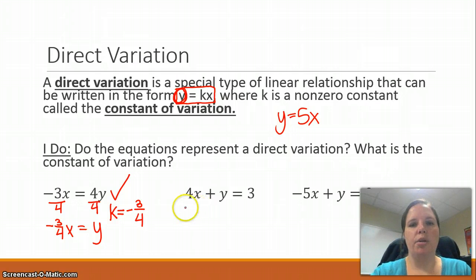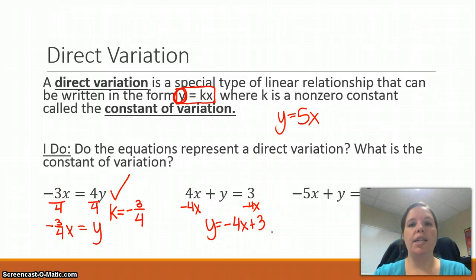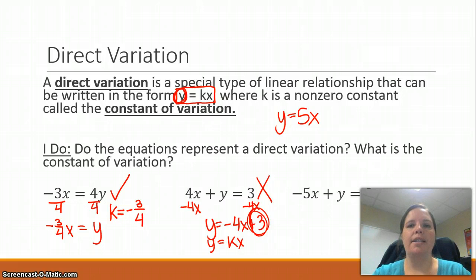If we look at this next equation, subtract 4x to get y alone, we get y equals negative 4x plus 3. So this equation does not fit into the direct variation model because in kx, there's no value on the end here. There's no plus anything on the end. So if there's a constant term included, that's not a direct variation. So we can't identify the constant of variation either.